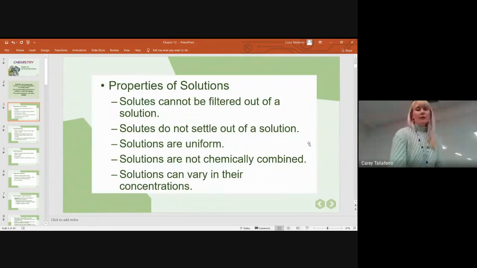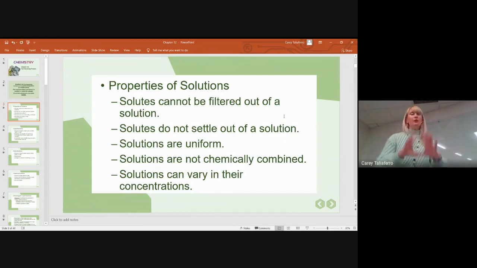If you have a true solution, you simply can't filter out the solute particles. So if you try to filter out salt from a saltwater solution using something like a coffee filter, that's not going to work. It's just going to drip all the way through, and you're still going to end up with salt water in the beaker or the cup that you're draining it into. Solutes do not settle out of a solution.